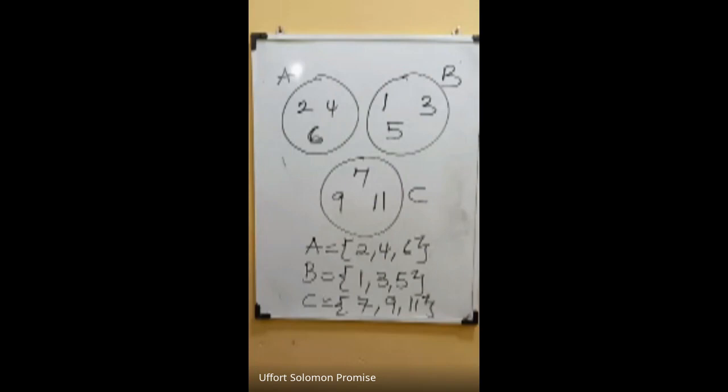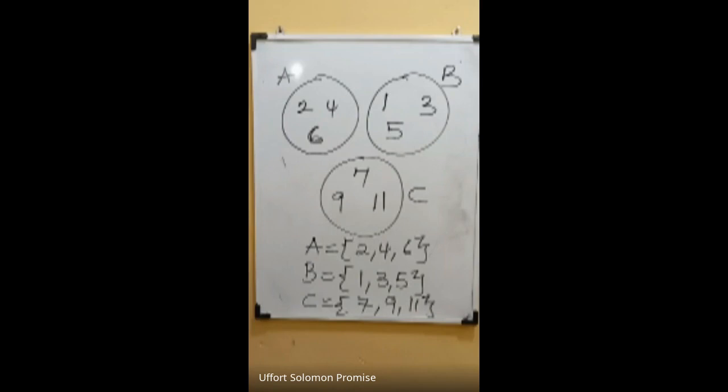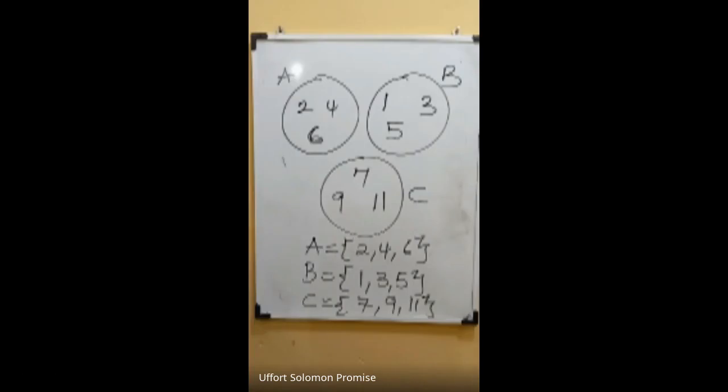Yes, it depends on the question that comes first. If the question provides you with these elements in these three sets, this is set A, this is set B, and this is set C, and it tells you to represent it in a Venn diagram, then what the examiner is trying to find out is whether you have an idea of how to represent a disjoint set. Did you get that now?